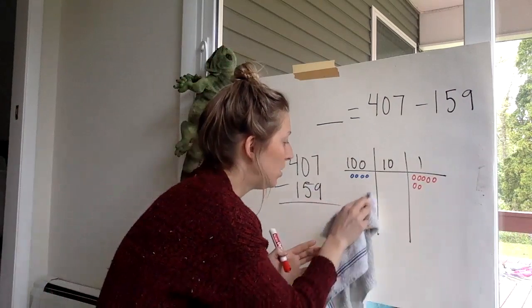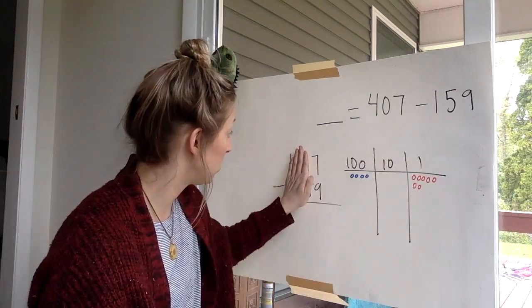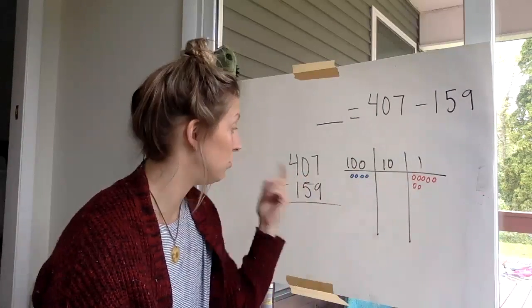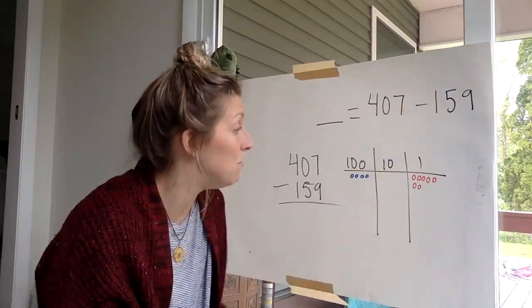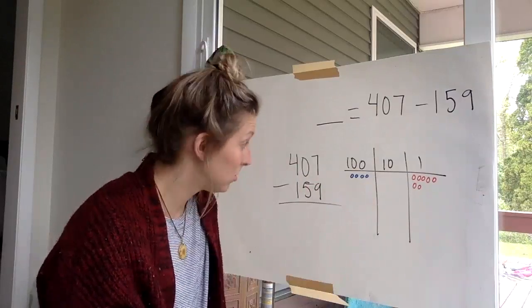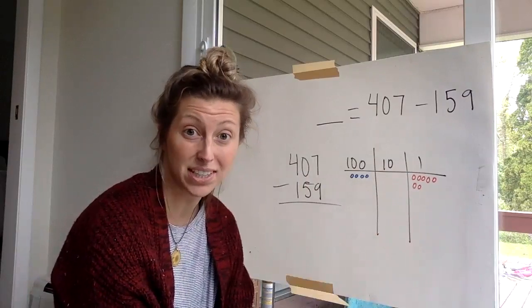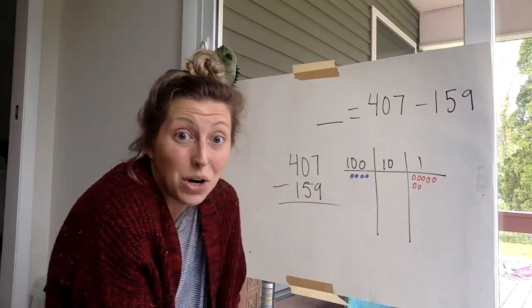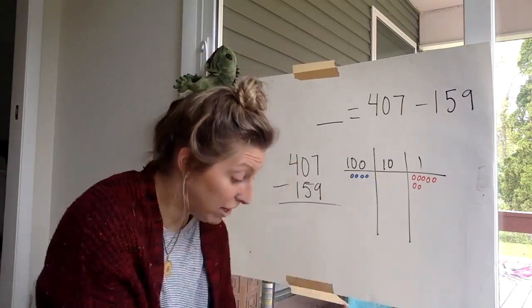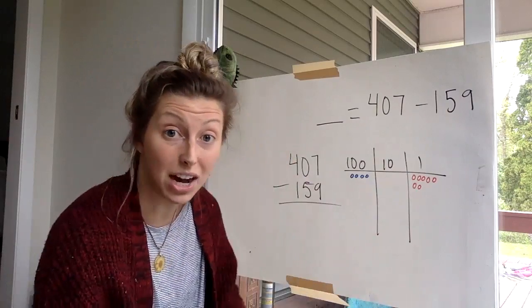So if I have 407 and I'm going to subtract 159, the first thing we start with is the ones. Do we have 9 ones to take away? No, we have 7, but we don't have 9. So we have to borrow from the tens column. Do we have anything to borrow from the tens? Oh, 0. So then we have to venture on and borrow from the hundreds column.